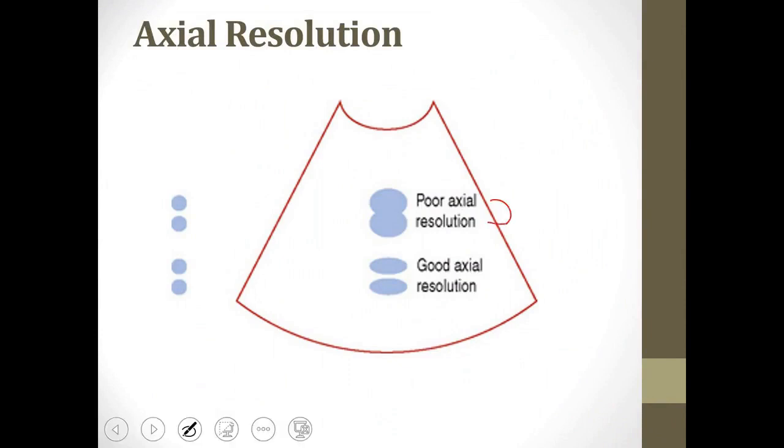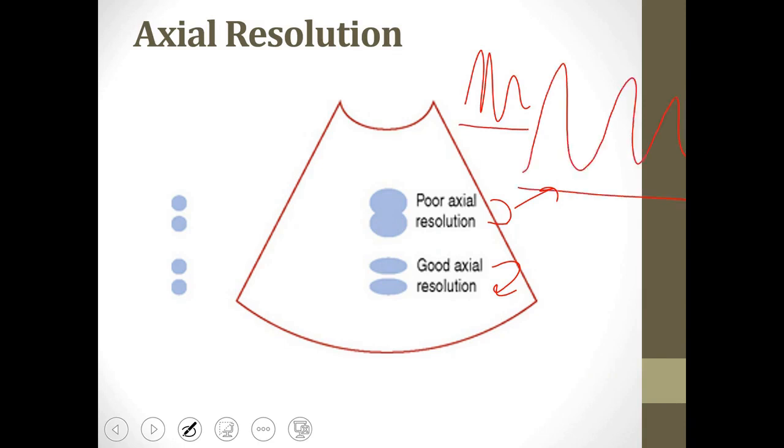The second object for me is a bit difficult to see. I can't separate them from each other, so I call this poor axial resolution. If I can see them, then that's good axial resolution. What gives me good resolution in the image is what allows these two pulses to be discriminated or resolved well, or not resolved well. The frequency, when I talk about high frequency, it means my pulse length is short. When I talk about low frequency, it means my pulse length is long, as we discussed last time.